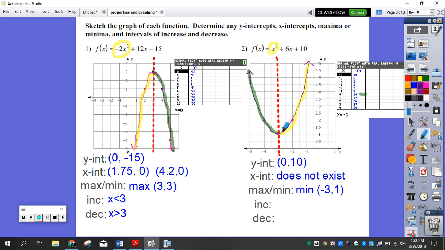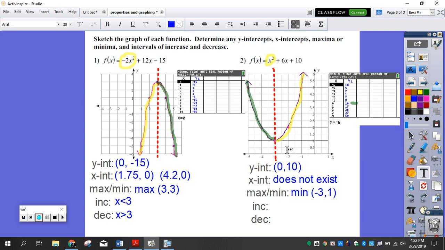So my increase will be to the right of that axis of symmetry. The axis of symmetry is at x equals -3. So I'm increasing for values x is greater than -3. And my decreasing would be to the left. So that would be x is less than -3.